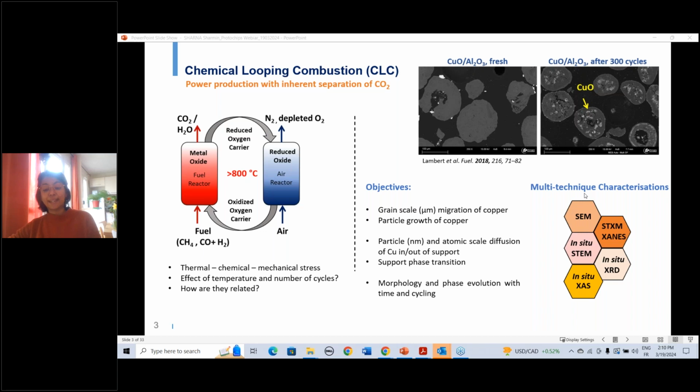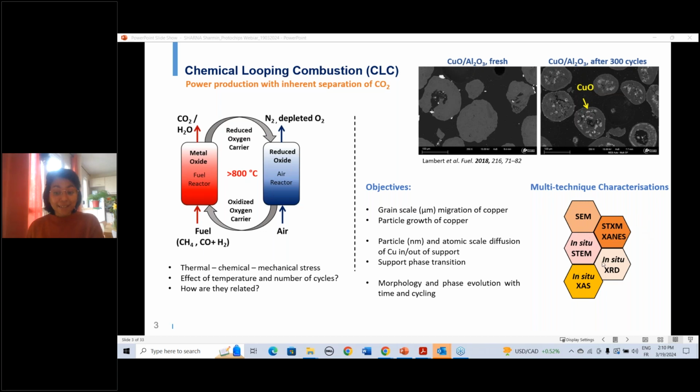And at the atomic scale, or the nanoscale, we want to see how the material is going in and out of the alumina to form reactions at such high temperature, as well as changes in the support behavior. We will talk about that in greater detail later on. Then on the time scale, we want to see how the phases and morphology evolve over the cycling and over time. In order to do that, we have used a multi-technique approach.